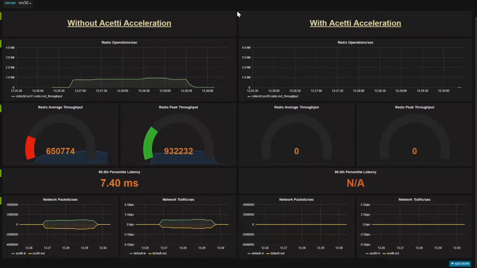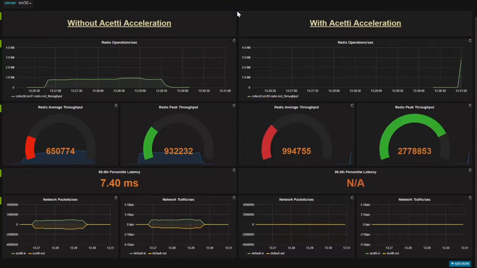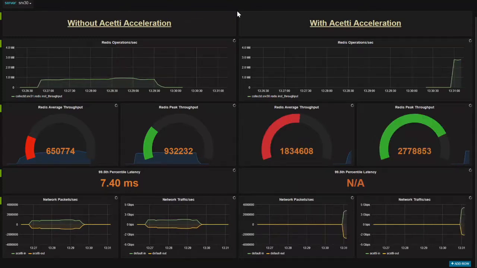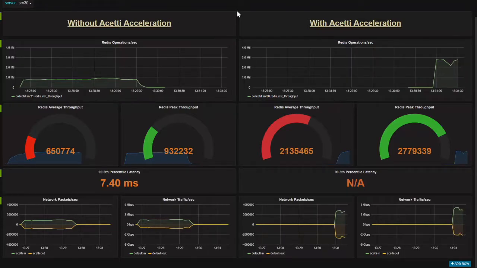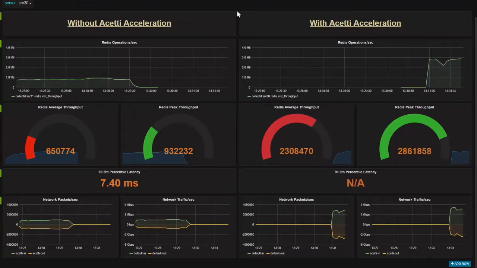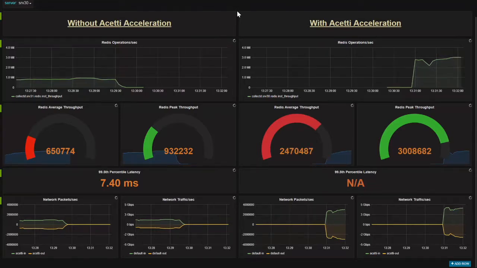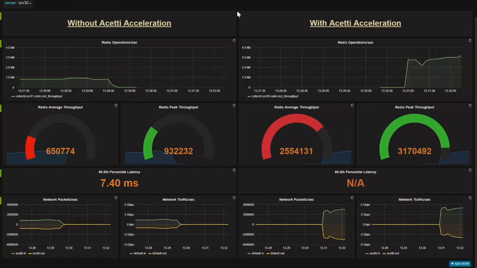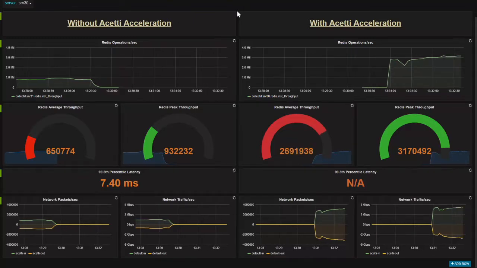Once that test concludes, we're going to move right into the Acetti-enabled Redis deployment using the exact same hardware. We're doing that now. Immediately we see the peak number of operations per second reach 2.7 million, so performance is already more than triple what it was in the before case. That will gradually increase to a bit over 3.25 million, just as the before case increased during test execution.